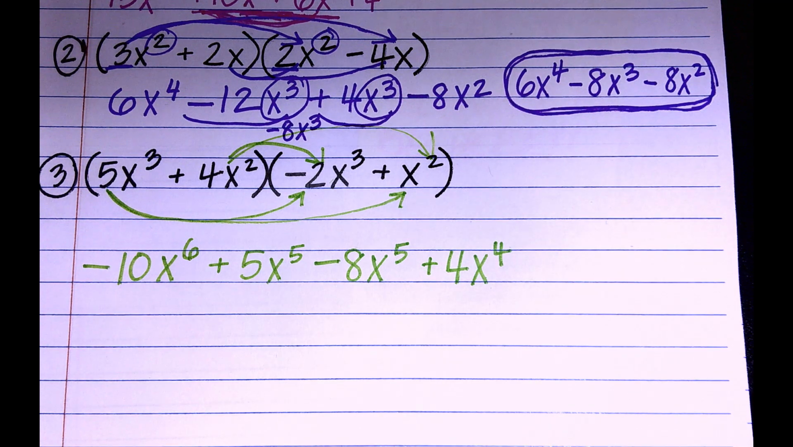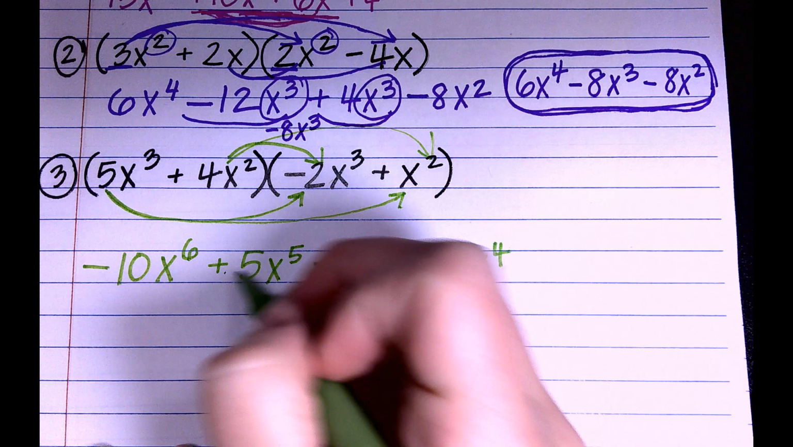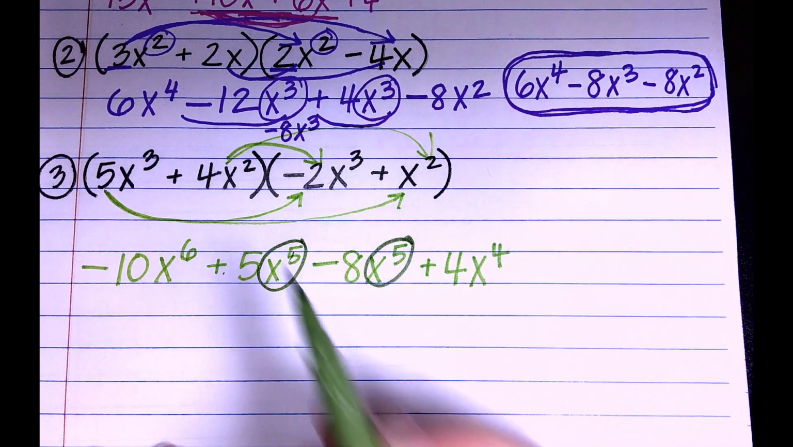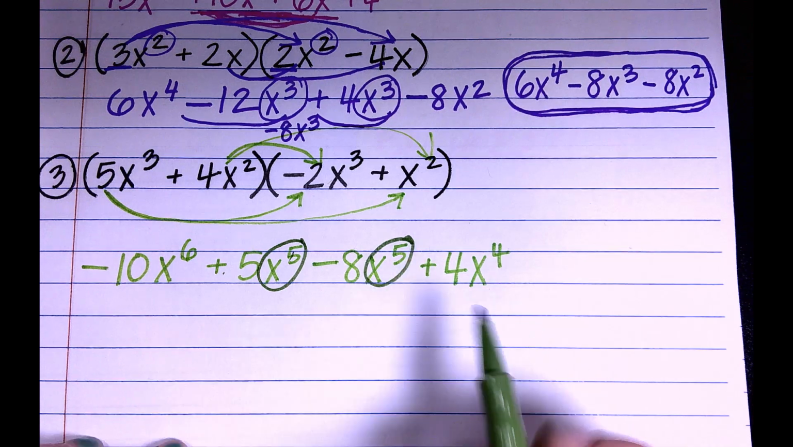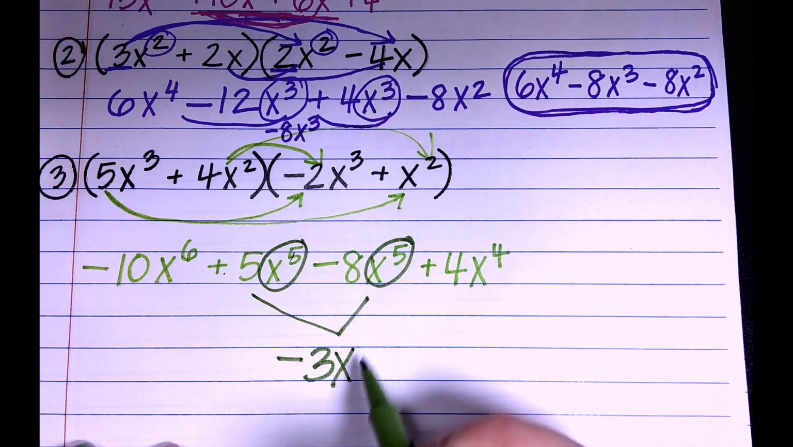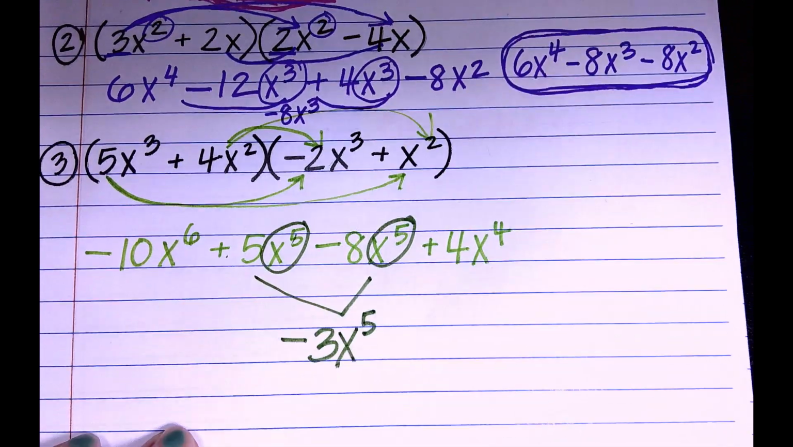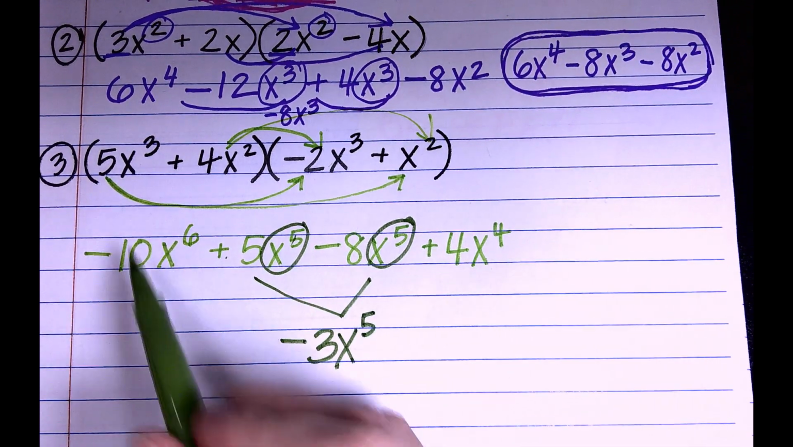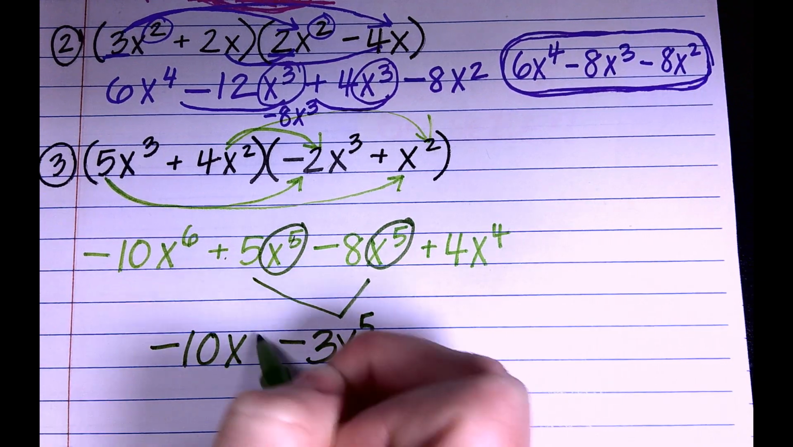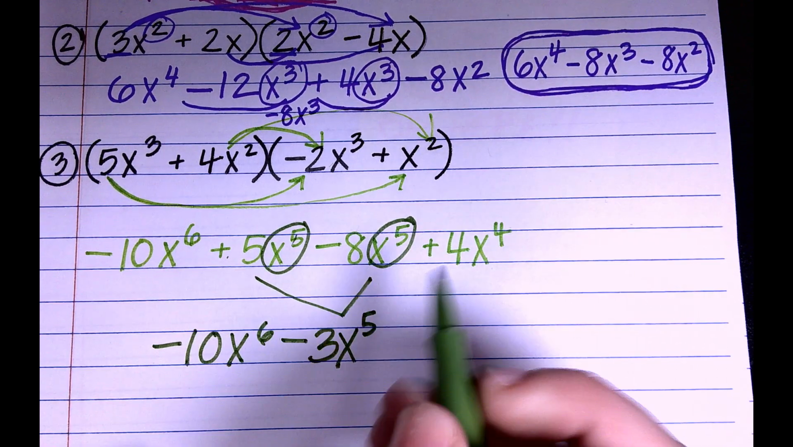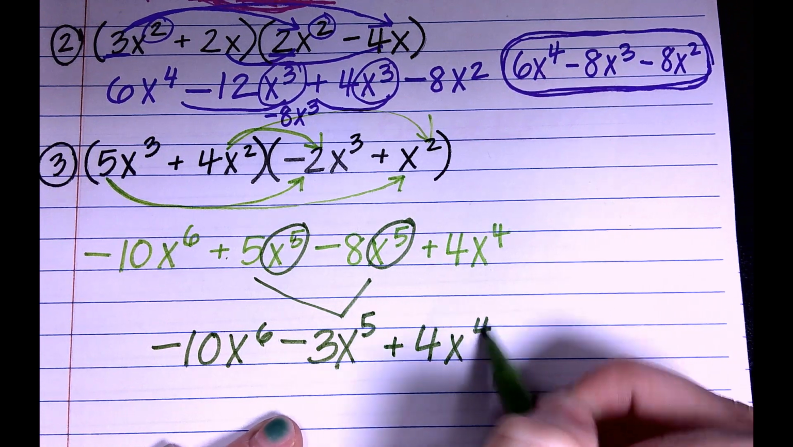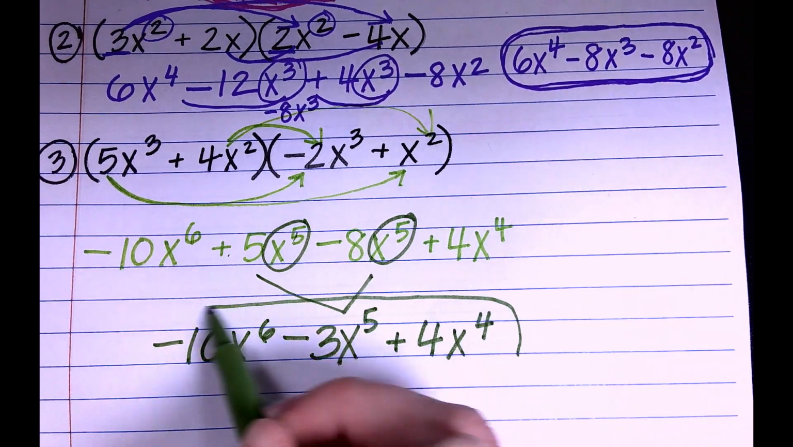So now we've got everything all multiplied out. We do still have like terms: positive 5x to the fifth power and negative 8x to the fifth power give negative 3x to the fifth power when we combine them. So bring it all down: negative 10x to the sixth power minus 3x to the fifth, plus 4x to the fourth. That is our answer.